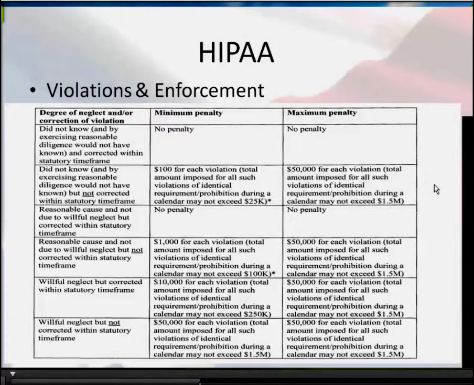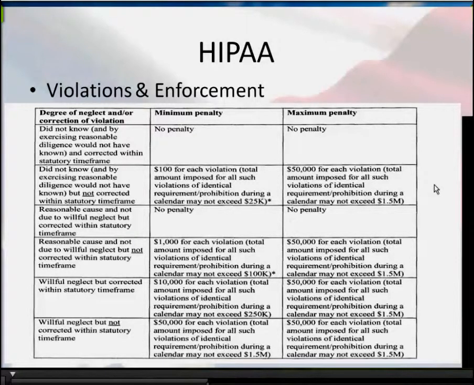Now, this chart shows under federal law how breakdowns for violations and imprisonment go. And if you didn't know about it, and the office is exercising reasonable diligence and corrects the breach within a reasonable amount of time, there's no penalty.